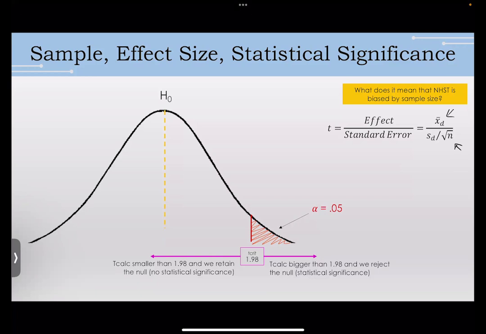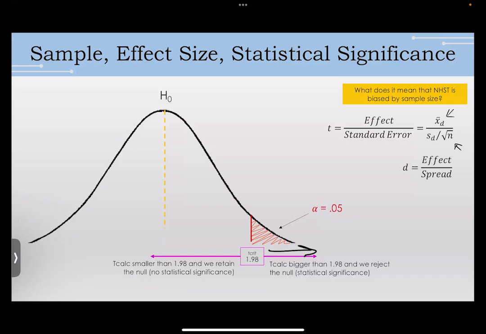What happens to my T? If, assuming I do nothing else, I increase my N, what happens to my T? It goes up, right? And then what happens to my actual literal T? It goes further into the rejection region, right? So all things held constant, if you up your sample size, you are more likely to reject the null hypothesis.